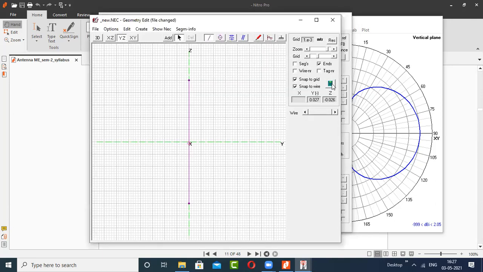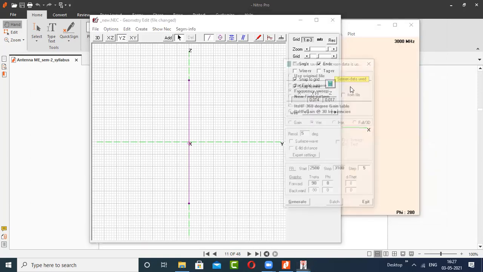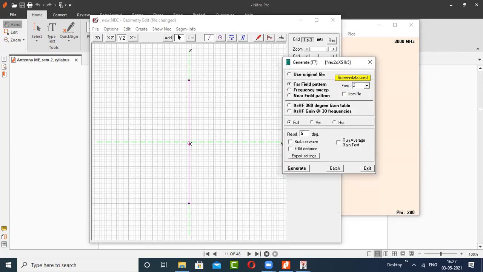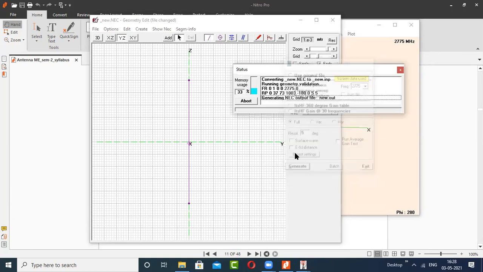So I will resimulate it now for far field radiation. I hope you remember far field radiation, which we discussed today. It is 2775, so far field frequency simulated. Now this is the two-dimensional radiation, and what is the maximum gain of this antenna? It is 2.13 dB.